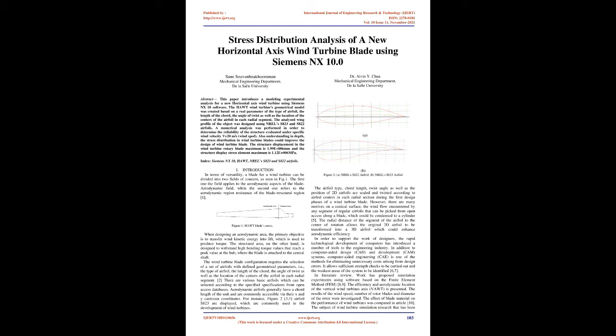The airfoil type, chord length, twist angle, as well as the position of 2D airfoils, are scaled and twisted according to airfoil centers in each radial section during the first design phases of a wind turbine blade. However, the wind flow encountered by any segment of regular airfoils that can be picked from open access along a blade could be condensed to a cylinder 5.